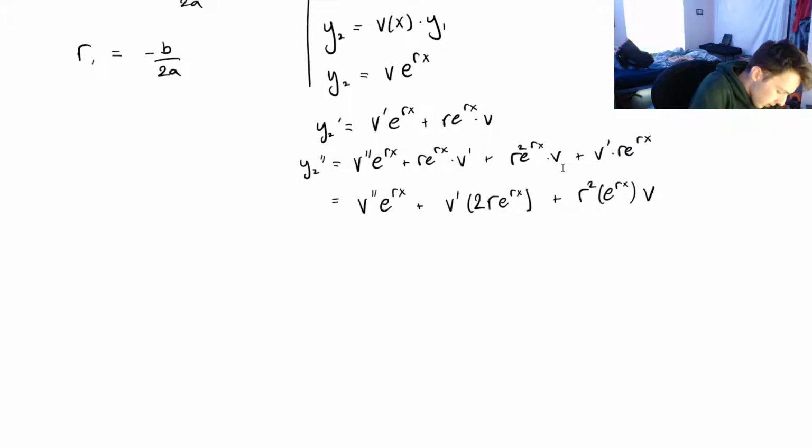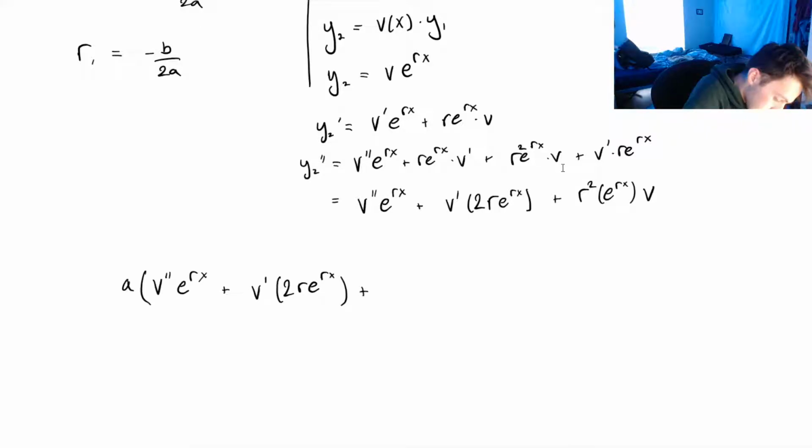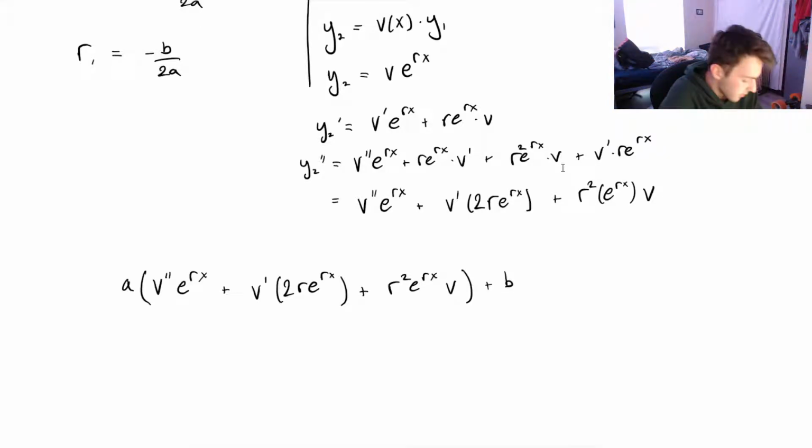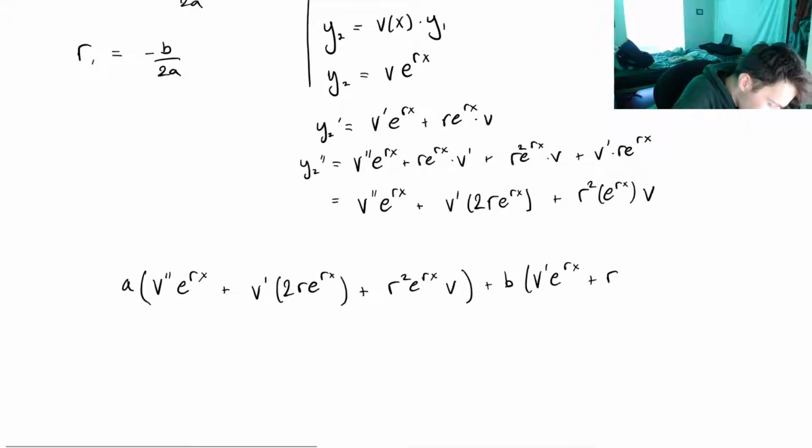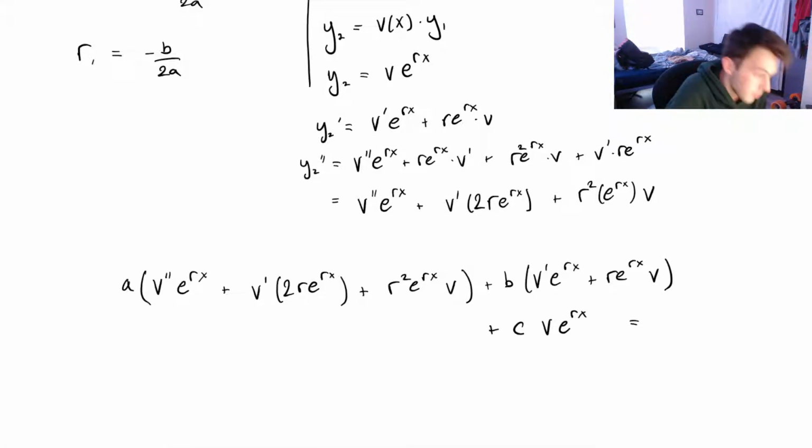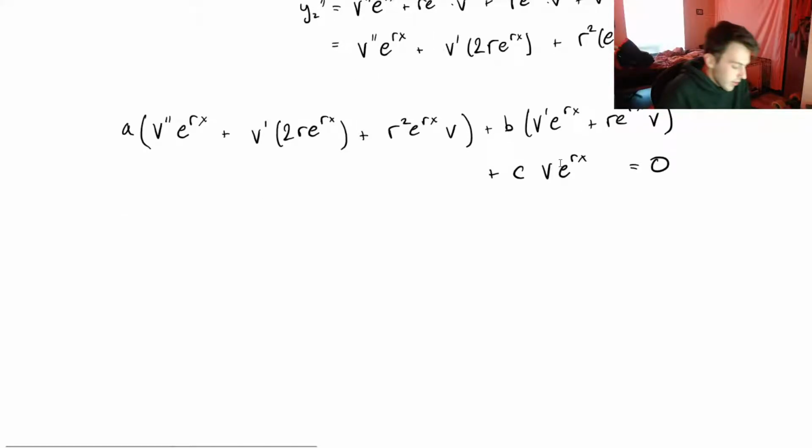Okay, so we know a times, this will be v double prime e to the rx plus v prime 2r e to the rx plus r squared e to the rx v, plus b times, and this is going to be v prime e to the rx plus r e to the rx times v, and then plus c times v e to the rx, and this all equals 0. Okay, great. So what we can do here, you'll notice we've got an e to the rx in all of our terms here, right? So we can factor out e to the rx. We know that that's never going to equal 0.